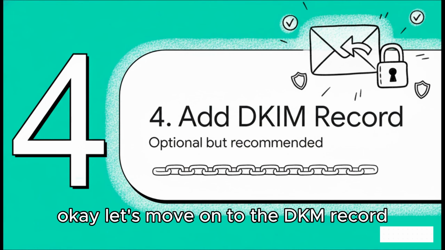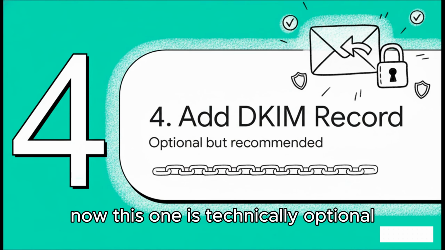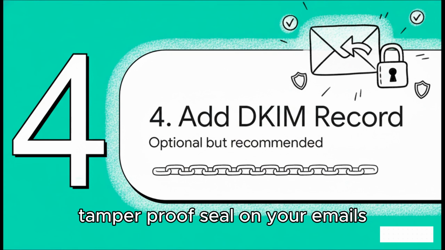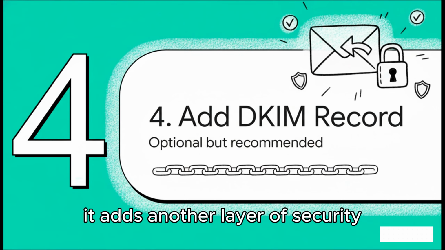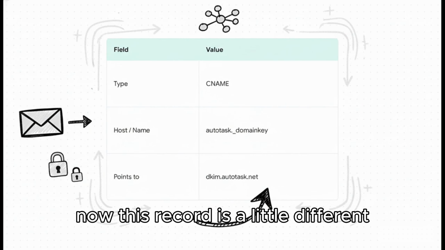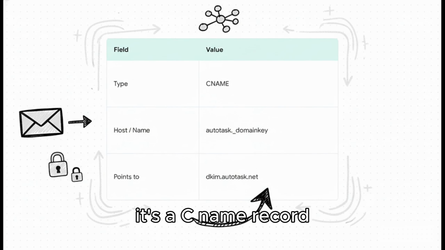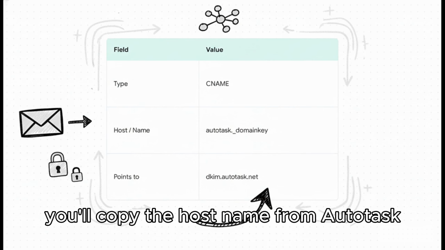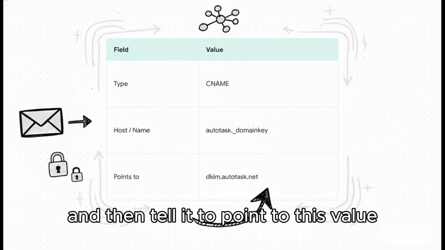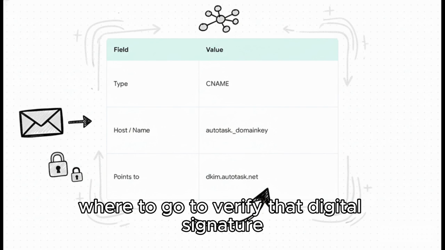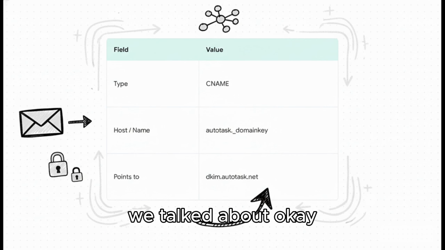Okay, let's move on to the DKIM record. Now, this one is technically optional, but I am telling you it is highly recommended. Think of it as a digital tamper-proof seal on your emails. It adds another layer of security and proves the message is legit. Now, this record is a little different. It's a CNAME record, which is basically just a shortcut or an alias. You'll copy the host name from Autotask and then tell it to point to this value, dkim.autotask.net. That's it. You're just telling the internet where to go to verify that digital signature we talked about.